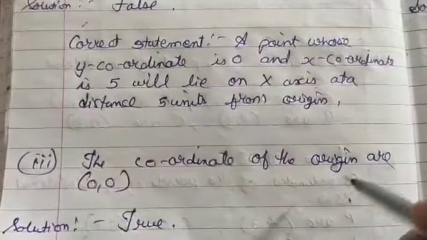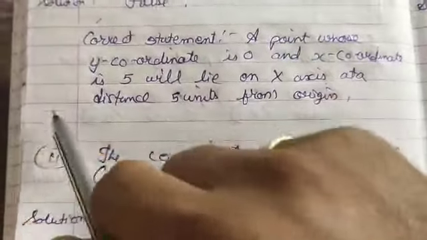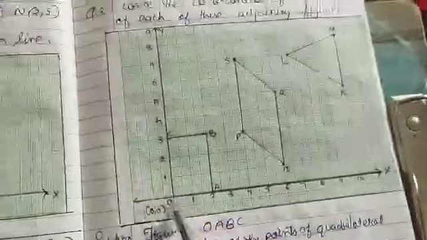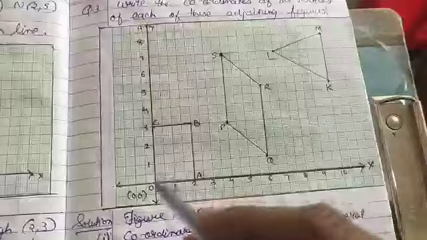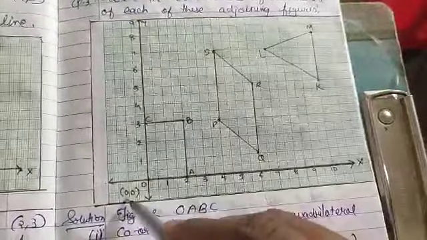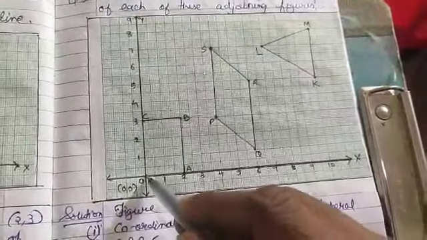Now in that only, the next one: the coordinates of the origin are 0 and 0. Yes, it is true. Here the x and y coordinates of the origin are 0 and 0.